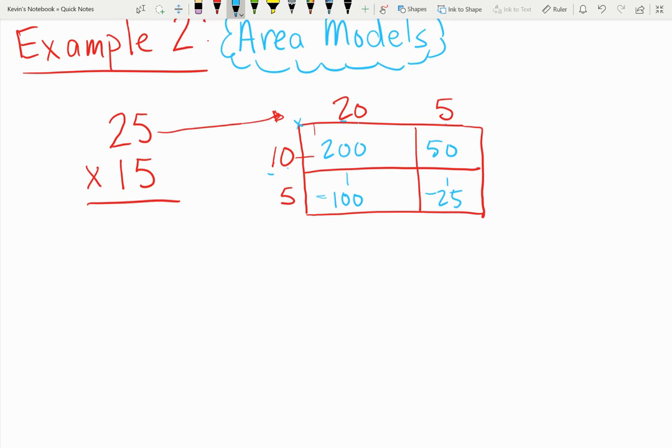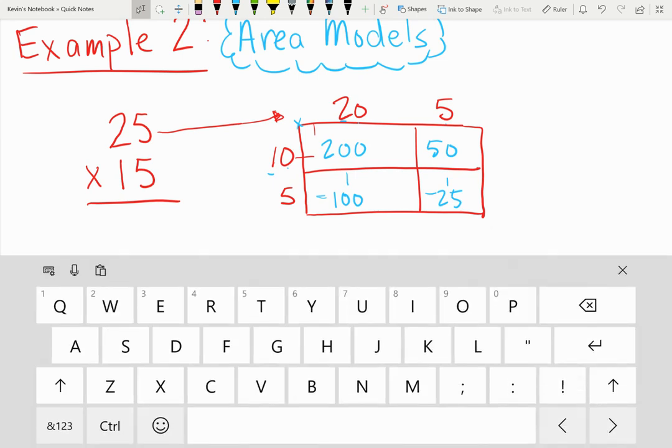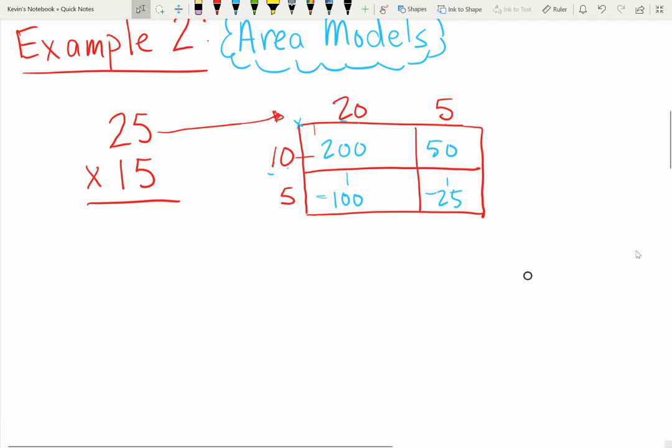Now, when you do this, it's really up to you. You can add going up and down, or you can go side to side. It's really up to you. So you can go up and down or side to side.